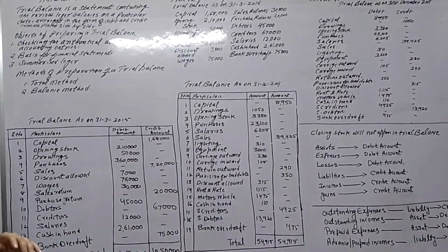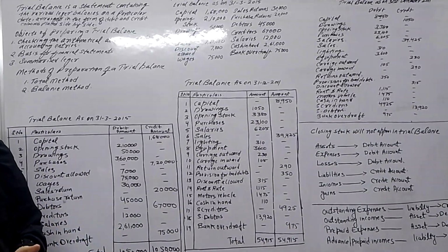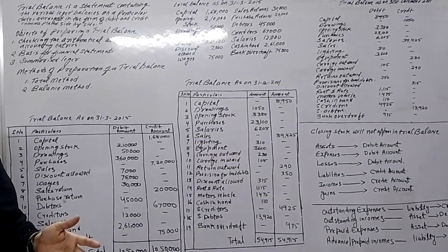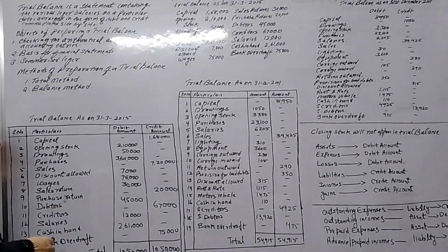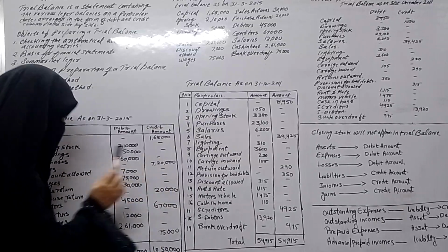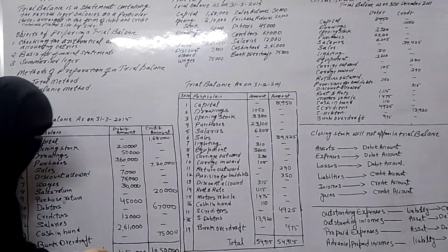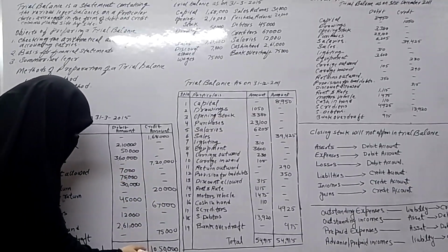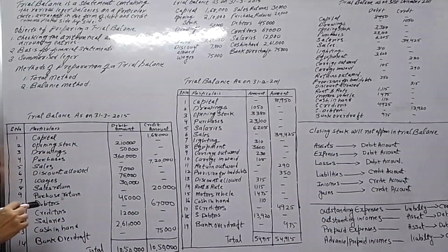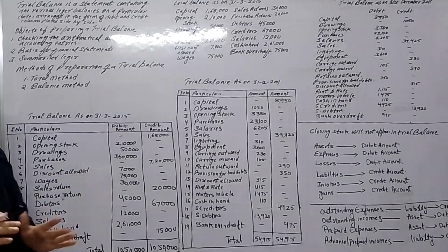Last one, bank overdraft. Bank overdraft is a credit account because bank overdraft is a liability. So bank overdraft, credit side 75,000. Now total of debit is 10,50,000 and total of credit is 10,50,000. Both the sides we have the same total.